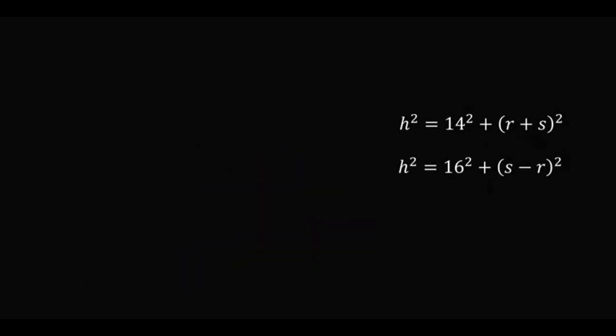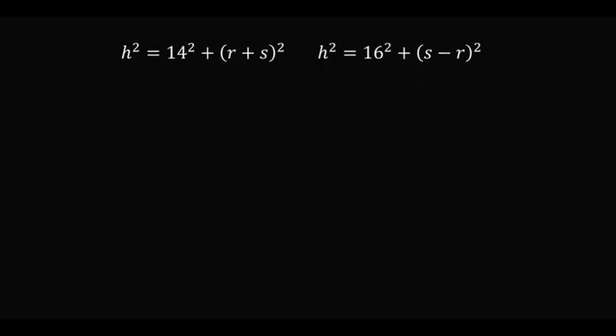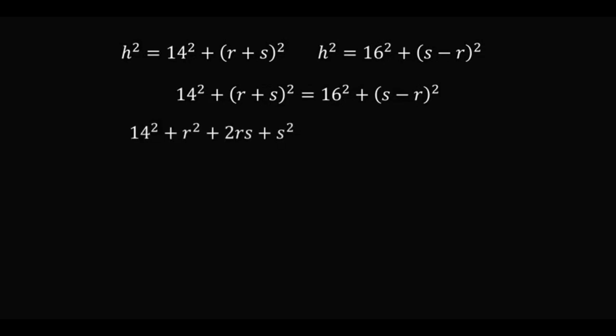So let's just focus on these equations. Since both equations are equal to h squared, we can set them equal to each other. This gives 14 squared plus the square of r plus s is equal to 16 squared plus the square of s minus r. Let's simplify the left-hand side of the equation. We need to square r plus s. This will be equal to r squared plus 2rs plus s squared. On the right-hand side of the equation, we need to square s minus r. This is equal to s squared minus 2rs plus r squared.